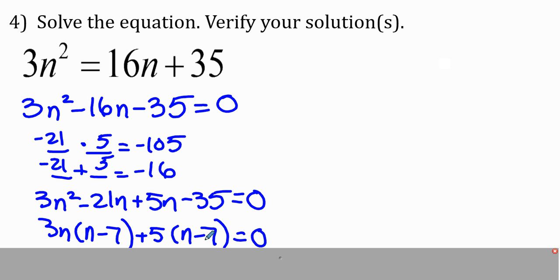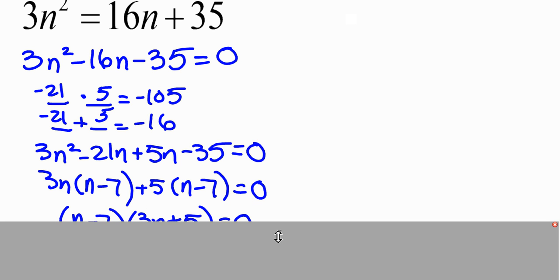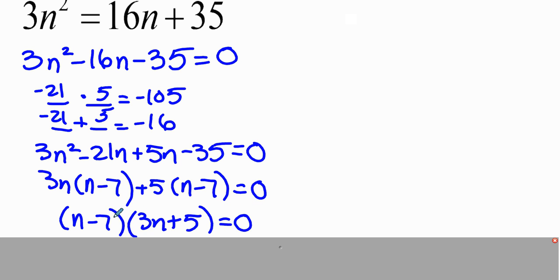Notice how each pair was being multiplied by n minus 7. So one factor is n minus 7. The other factor will be 3n plus 5. So this is in our factored form.